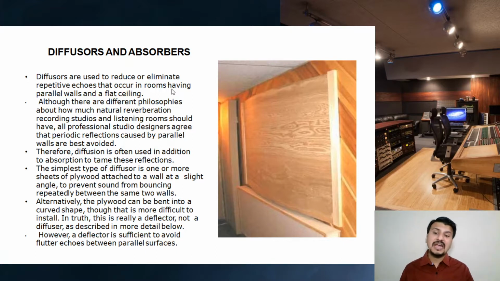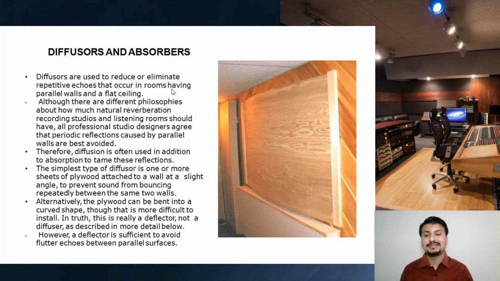The simplest type of diffuser is one or more sheets of plywood attached to the wall at a slight angle to prevent sound from bouncing repeatedly between the same two walls. Alternatively, the plywood can be bent into a curved shape, though that is more difficult in installation.